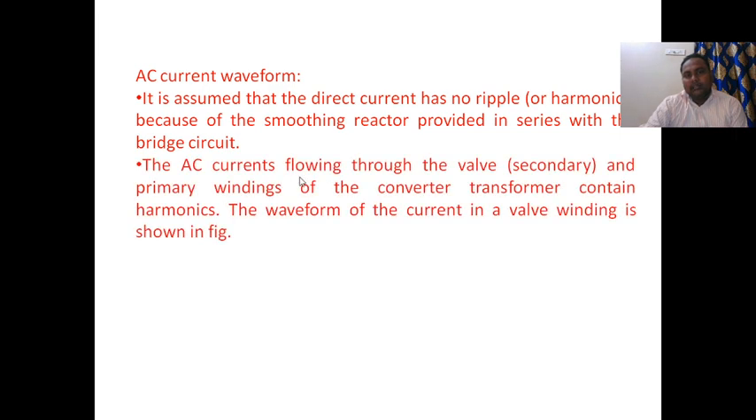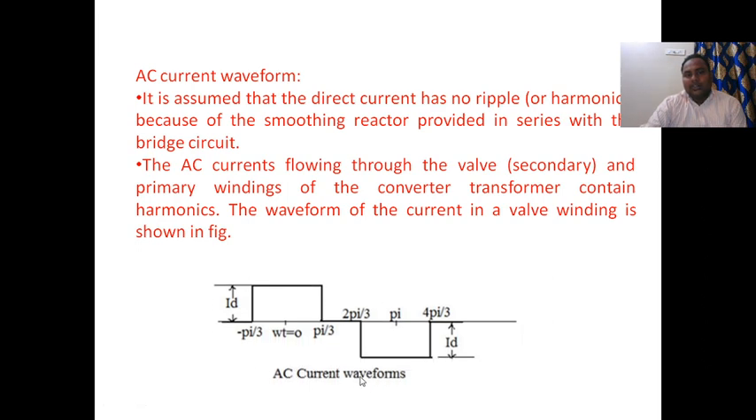The AC currents flowing through the valve secondary and primary winding of the converter contain harmonics. The transformer does not provide an exact sinusoidal waveform, so the transformer will contain harmonics. The waveform of the current in the valve winding is shown in the figure. So for the AC current waveforms, please see them by using the pulse number. p is the pulse number.